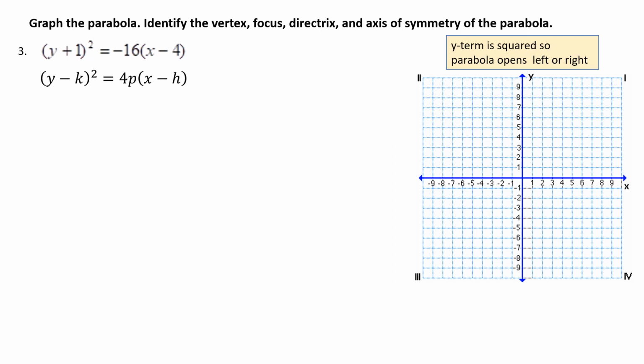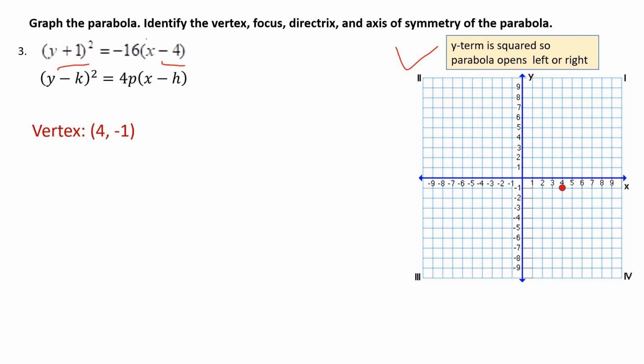it has the y term being squared. If the y term is squared, that means the parabola is going to open left or right. Now let's start with the vertex, which is (h, k). Remember, those are switched here. So the vertex is (4, -1). We're going to put that on the graph.